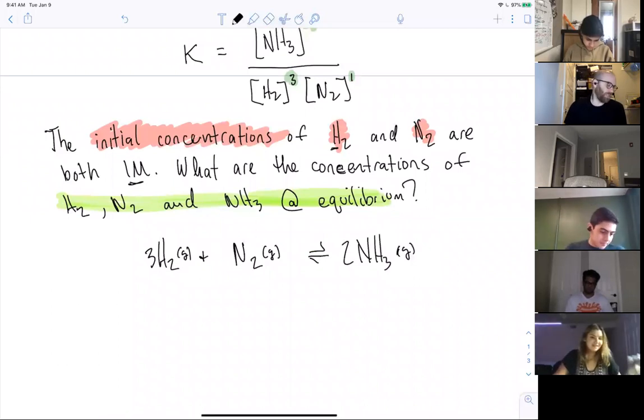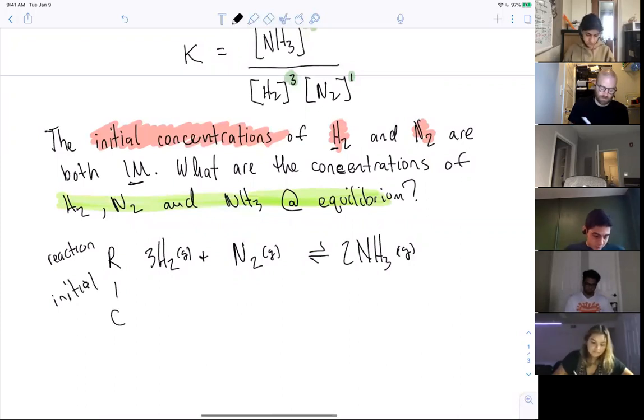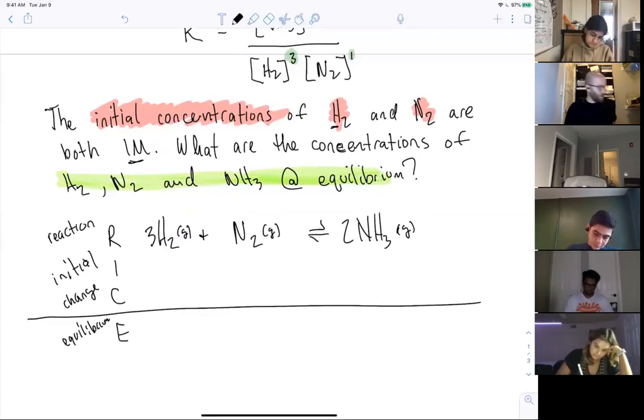Yeah, so the way we go about solving these problems, we use something called a Rice table. So Rice stands for, I forget, it's like Rice. So this would be the reaction. This would be initial. This probably stands for change. And this is at equilibrium. And so this is just a way to keep this thing organized as we go through the calculation.